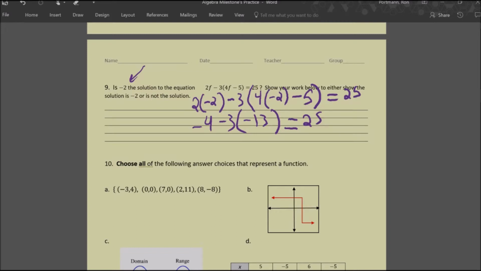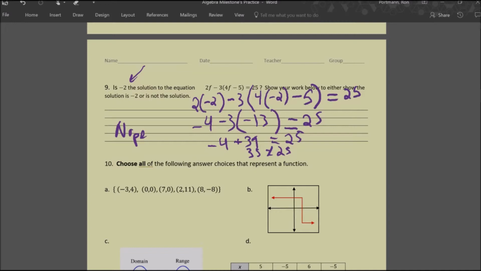Now, we are going to multiply negative 3 times negative 13 because it's the order of operations. So you get negative 4 plus 39. Negative times a negative is a positive. Negative 4 plus 39 is 35. So that says 35 equals 25. And since that is not true, the answer here is no. All right, because 35 does not equal 25. When you put negative 2 in there, the left-hand side does not equal the right-hand side.